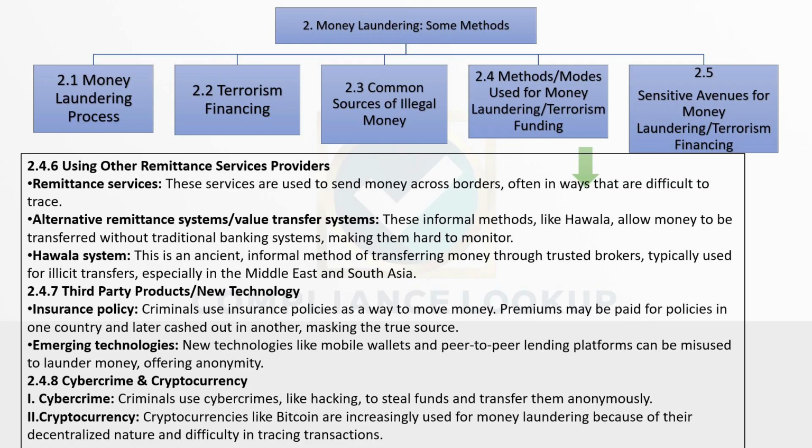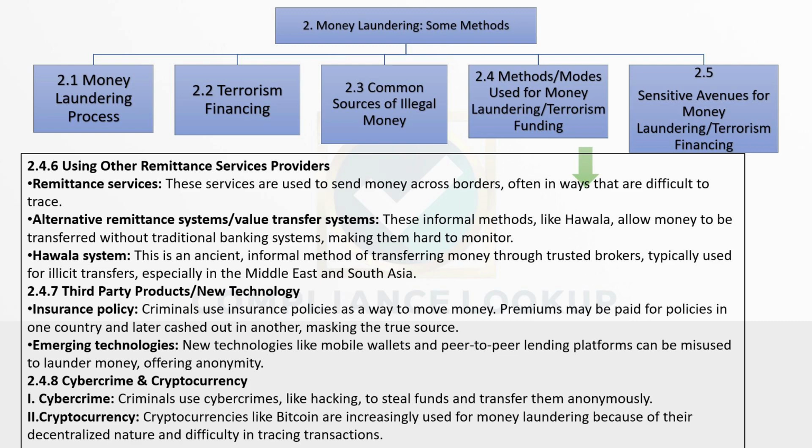II. Cryptocurrency. Cryptocurrencies like Bitcoin and Ethereum are increasingly being used for money laundering. These digital currencies offer decentralized networks that make it difficult for law enforcement to trace transactions. Since many cryptocurrencies provide anonymity, criminals can transfer large sums without triggering the same reporting requirements as traditional bank transfers.